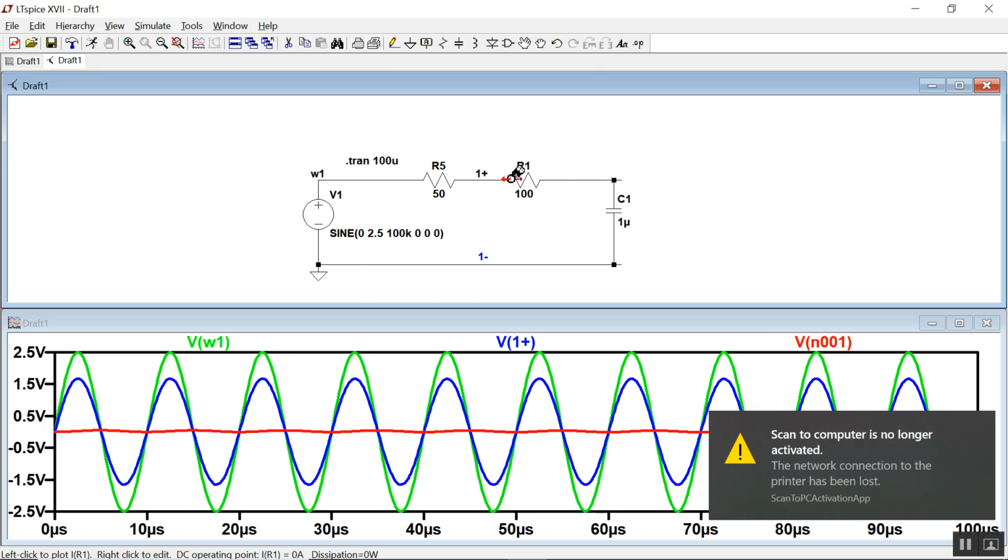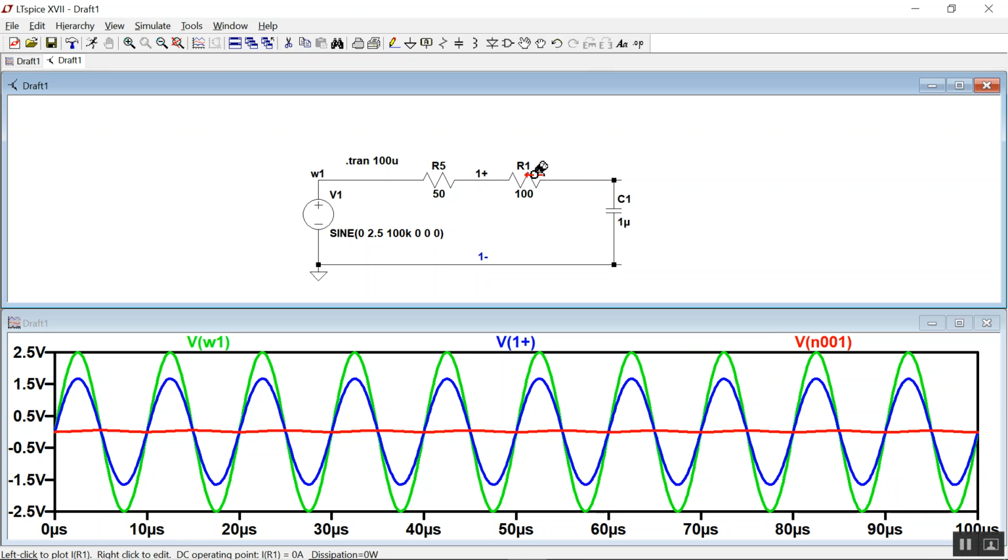So rather than the cutoff frequency being 1 divided by 2 pi R1 C1, it's 1 divided by 2 pi times the sum of these resistances times C1. So that's what's going to go on when I show you Scopy. So that'll be the next video.